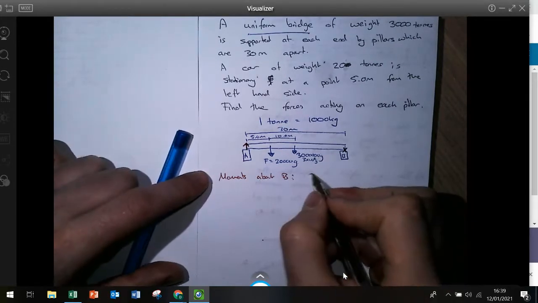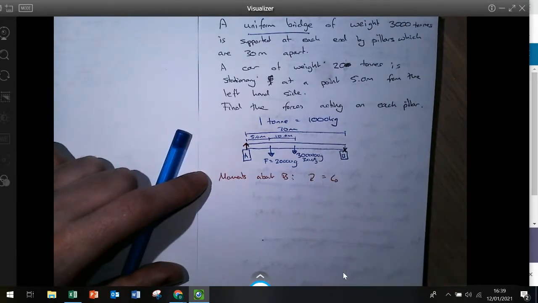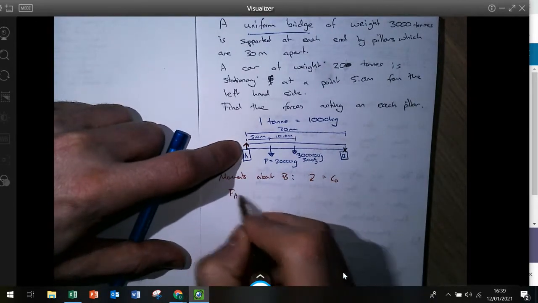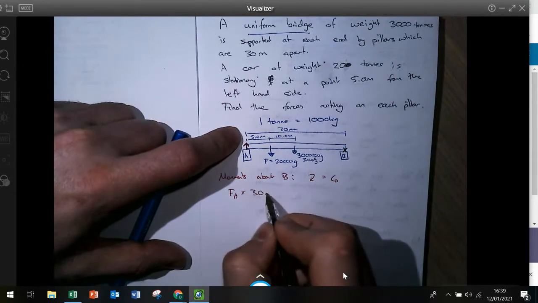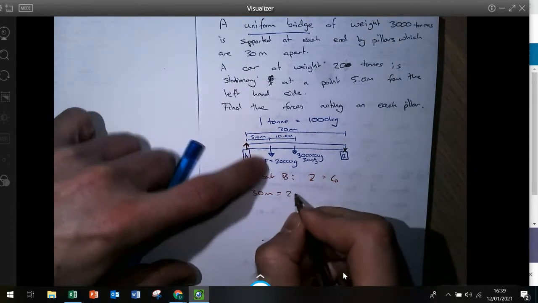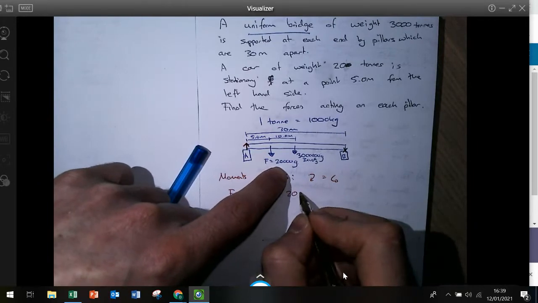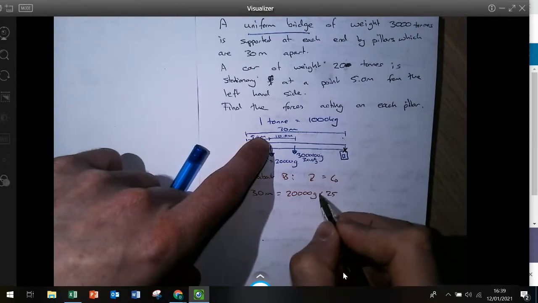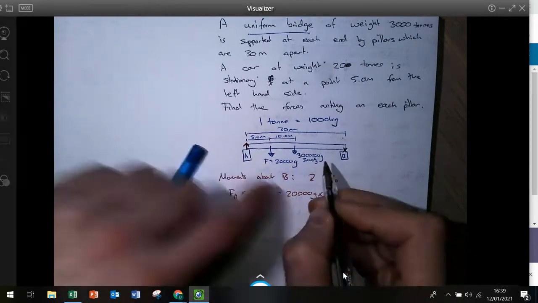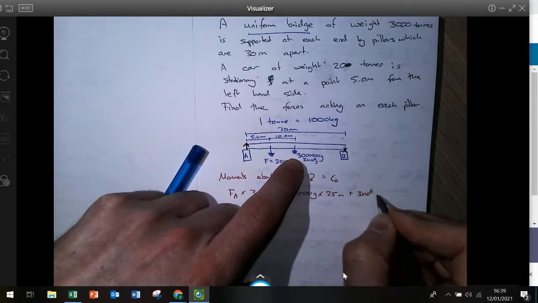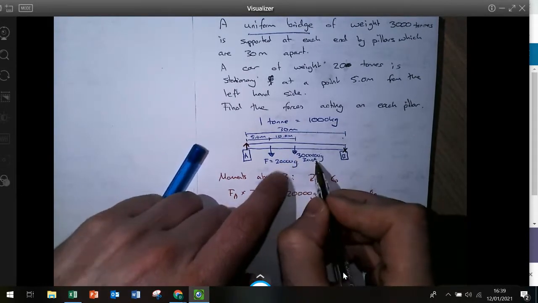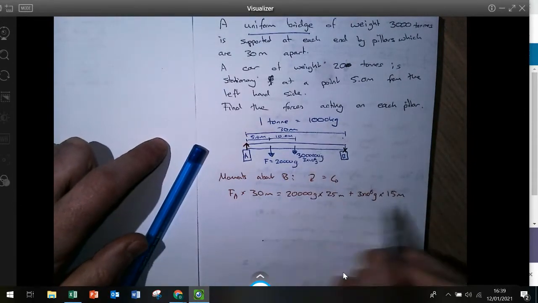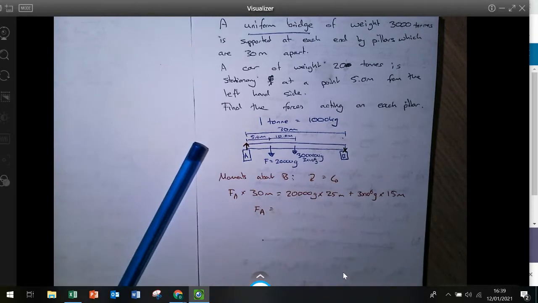It's in equilibrium, so we know that the clockwise moments will equal the anti-clockwise moments. So let's start to figure this out. So the force of A times the perpendicular distance is going to equal the other forces times their distances. So 20,000 G times this distance, which is 25 meters, plus 3 times 10 to the 6 times G, because we obviously need to get a force, not a mass, times this distance here, which is 15 meters.